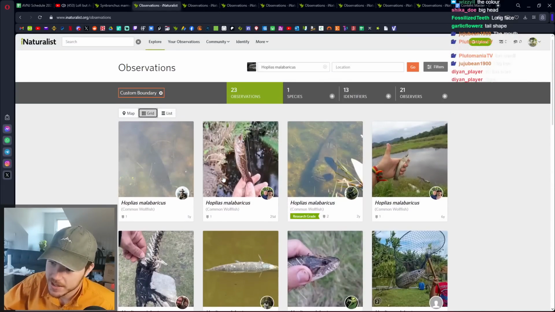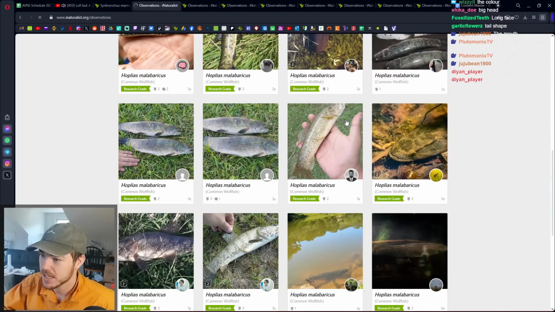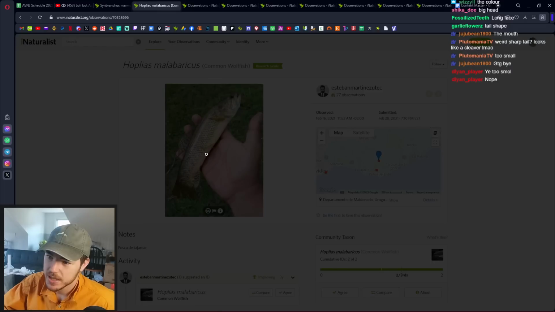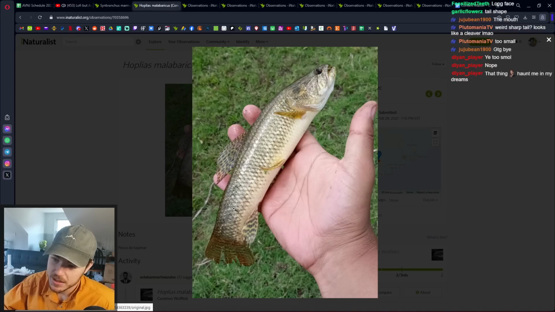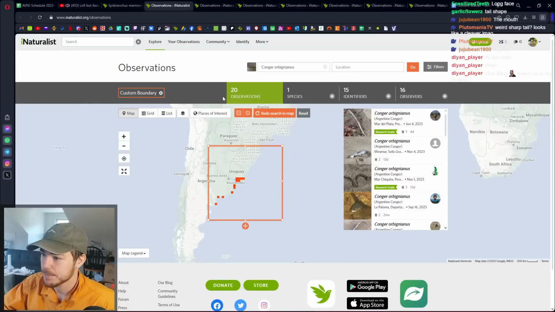Common wolffish. Added this one as a good distinguisher, but I think we look at this, we say, okay, well, there's a very obvious fin right there. This face is not very long, and this tail is completely wrong, and the body is just way too thick. So we can eliminate that guy.